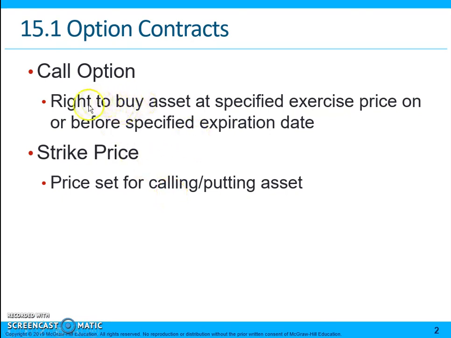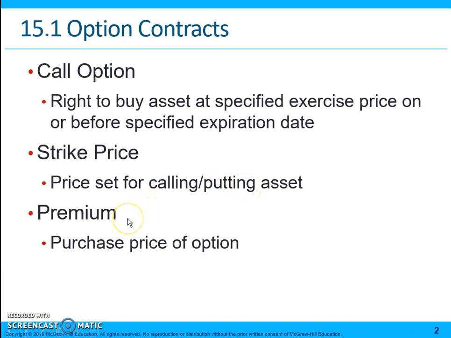If you're buying a call option, you are bullish. You expect the price of that stock to go up, so that you can buy the stock at a lower price and sell it at a higher price. The strike price also relates to putting or selling the asset in the case of a put option. More about that as we move forward. Premium is the purchase price of the option. We'll see some examples of call option prices and premiums on the following page.